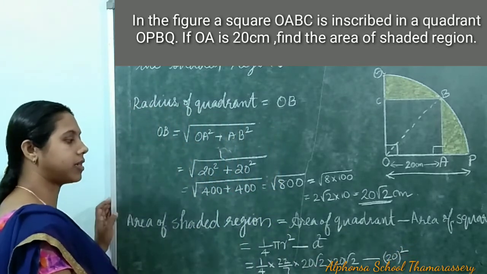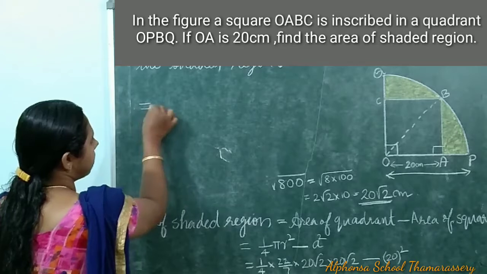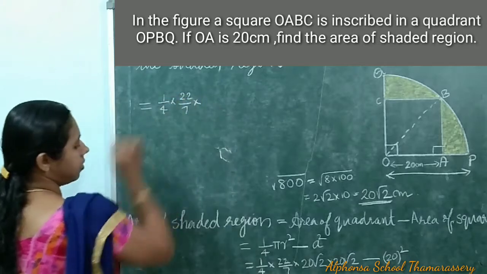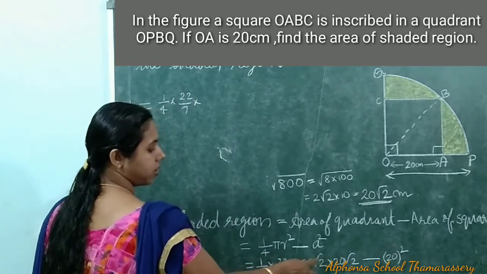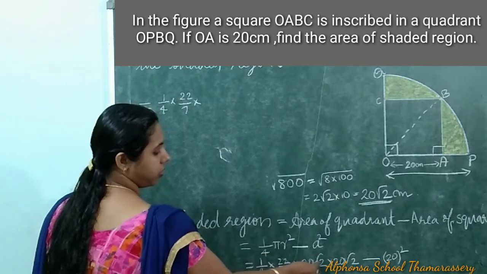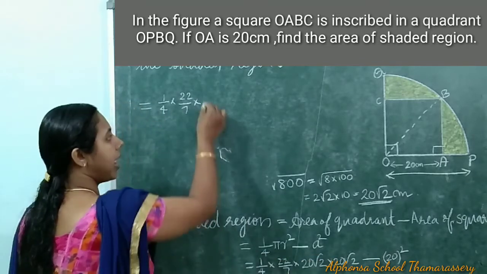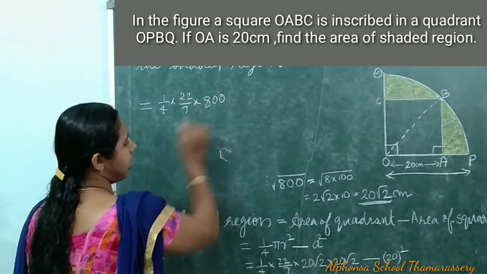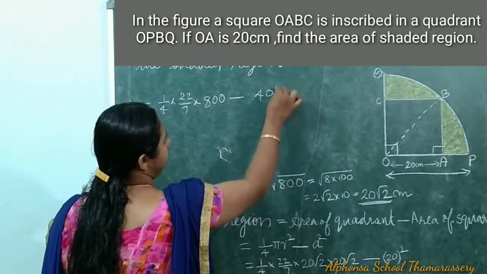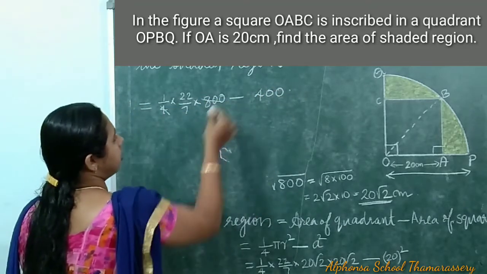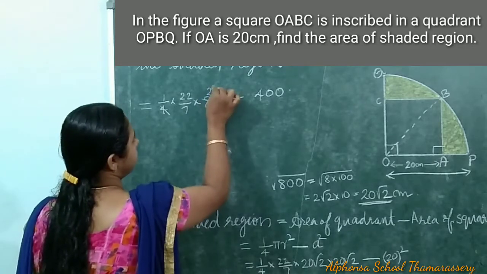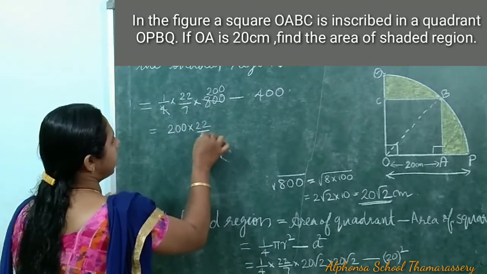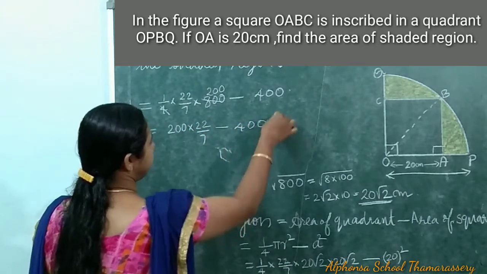Length of side of the square is equal to 20 centimeter, which is equal to 1/4 into 22/7 into 20 root 2 whole square, that is 20 into 20, 400. Root 2 into root 2 is 2. 400 into 2, 800. So 1/4 into 22/7 into 800 minus 20 square, that is 400. Now here common factor 4, the 4 2s are 8, so 200 is here. 200 into 22/7 minus 400.